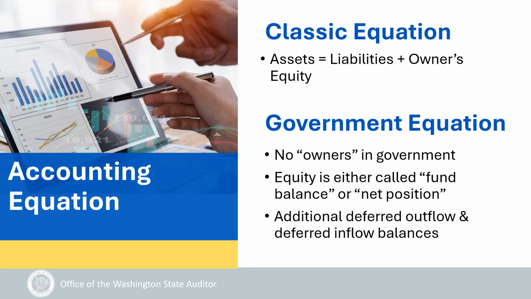Governmental accounting is special, so its equation is different. For starters, there are no owners in government. Because of this, instead of saying owner's equity, we say fund balance or net position. Governmental accounting also has some additional accounts that are not found in traditional accounting. These are called deferred outflows and deferred inflows. So let's take a look at the governmental accounting equation.